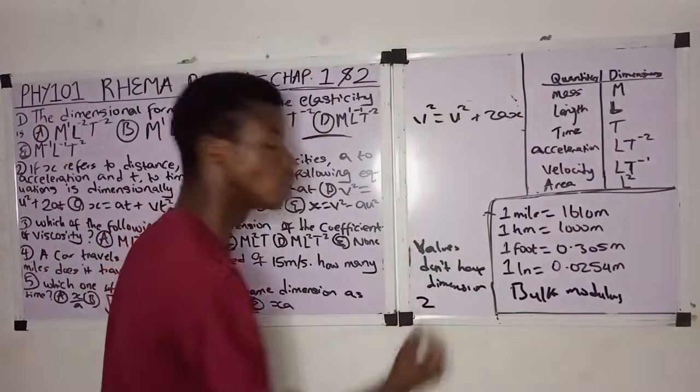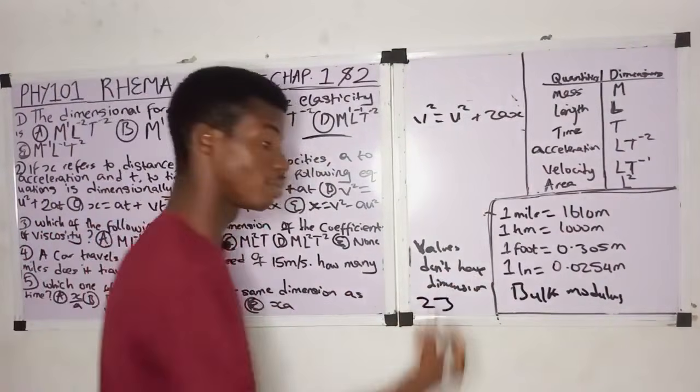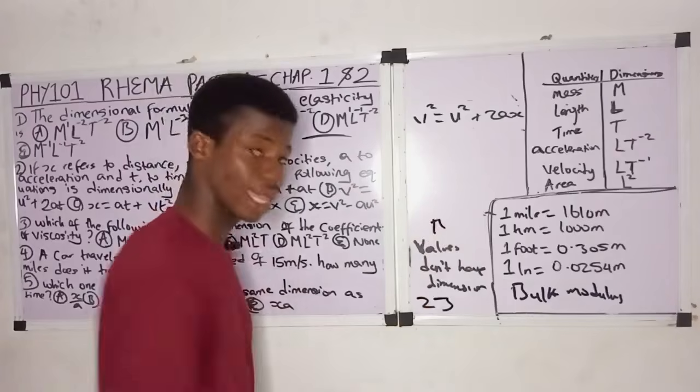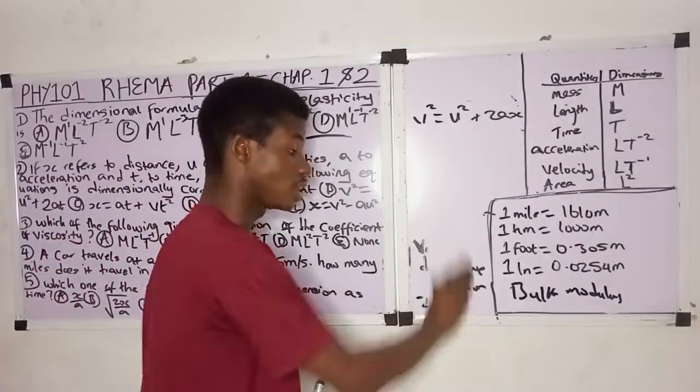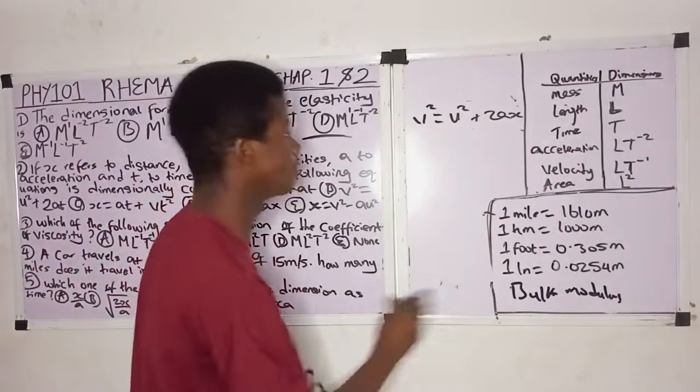For example, 2 does not have dimension. 3 does not have dimension. Pi, which is 3.142, does not have dimension. Okay, this is very important, so take note of that one. Values don't have dimension.